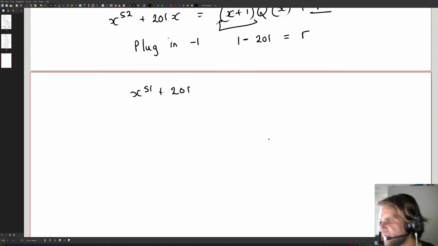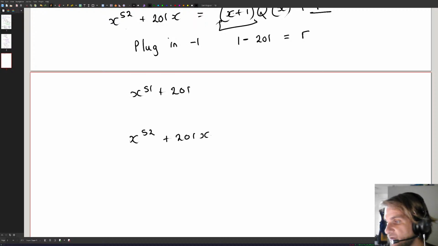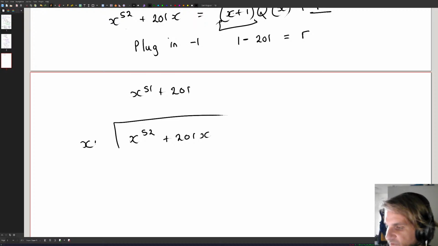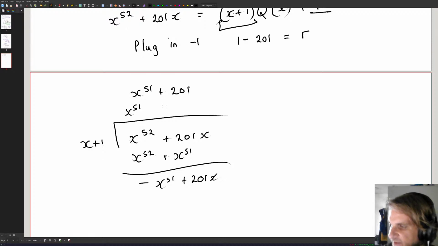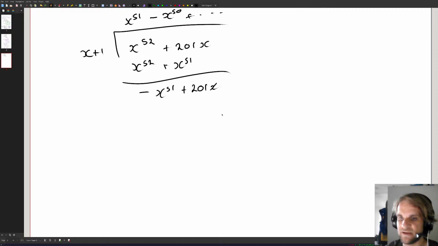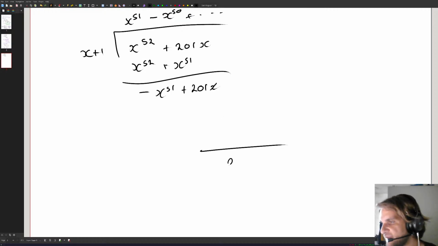Yeah. If you wanted to work this out explicitly, the long way, you could go through the whole process of dividing this by x plus 1. So we're going to have an x to the 51 over here. This gives us x to the 52 plus x to the 51. We subtract, we get minus x to the 51 plus 201x, and then you match these up again. So we have minus x to the 50 plus blah, blah, blah. And if you keep going, you're going to get a remainder of minus 200 eventually.